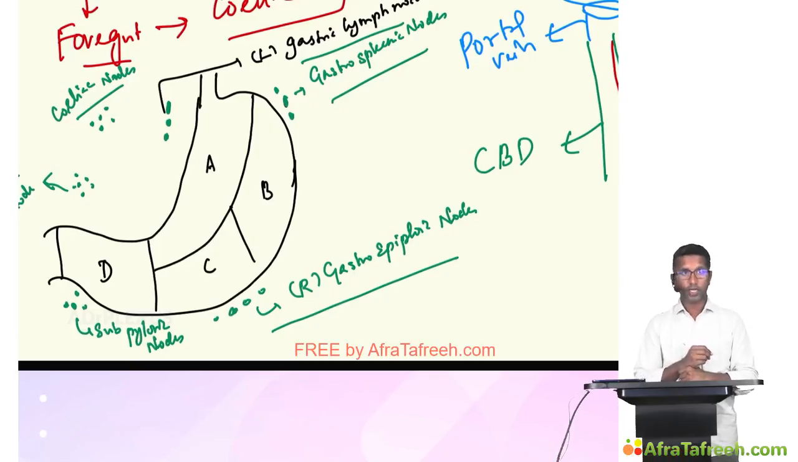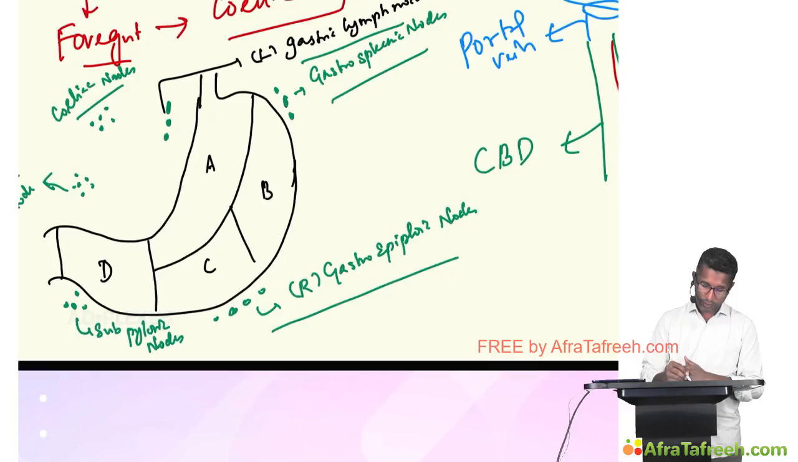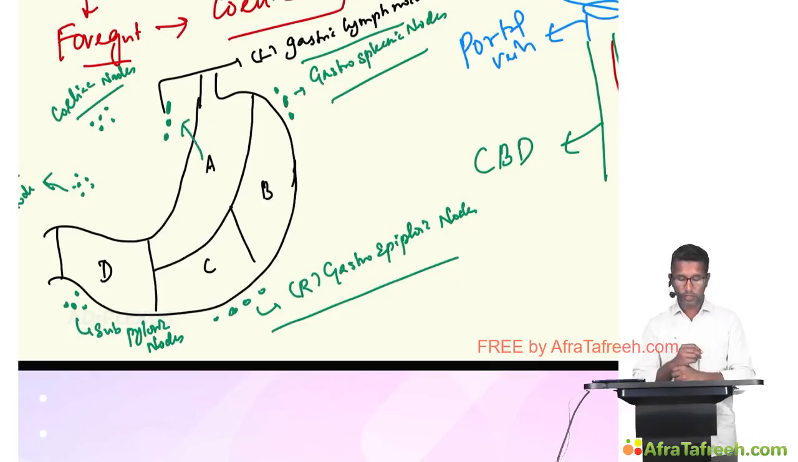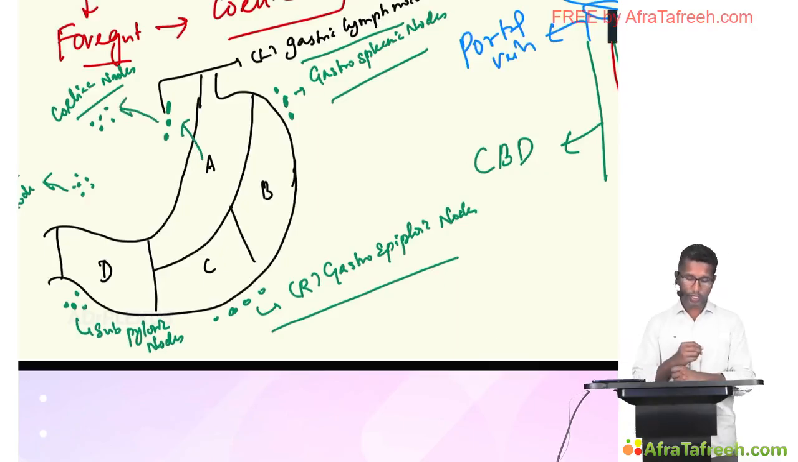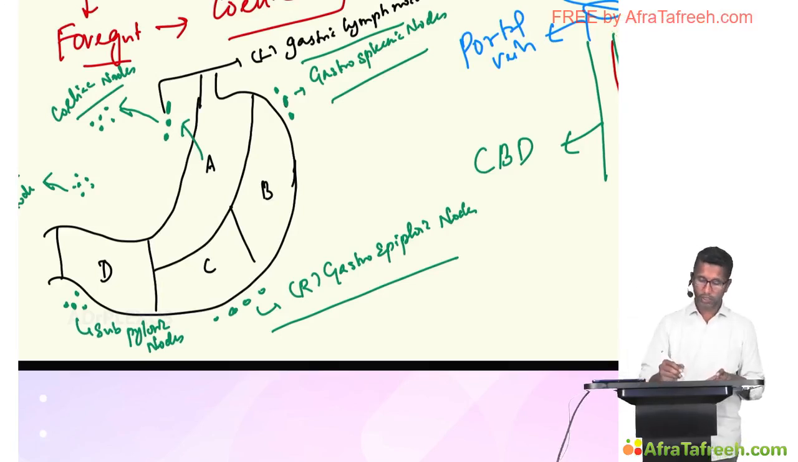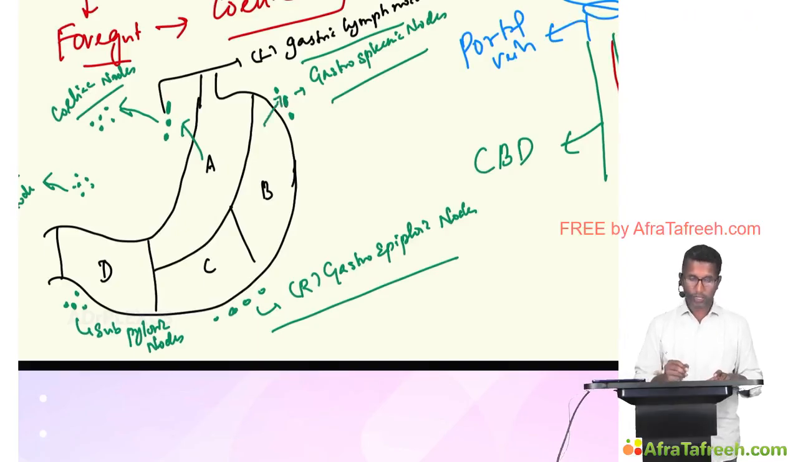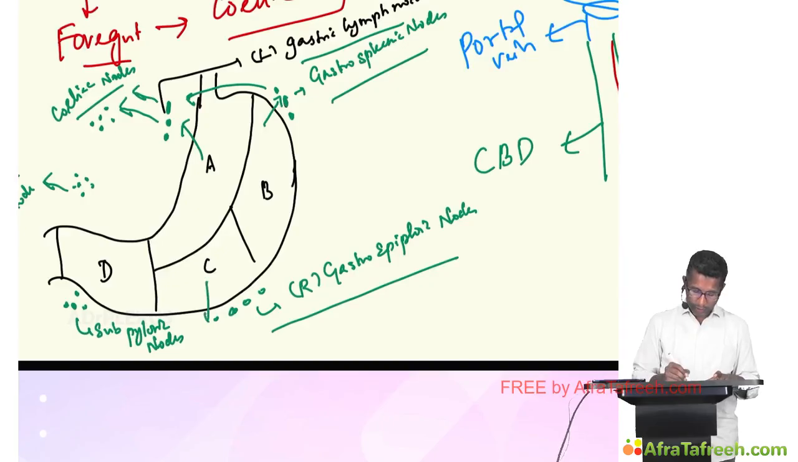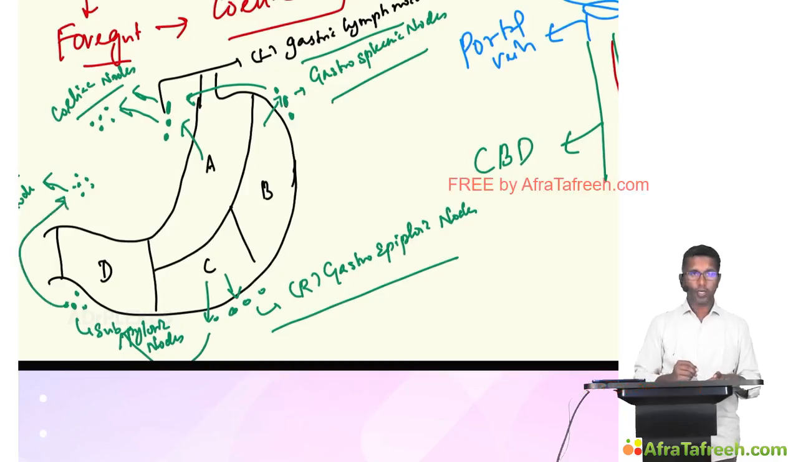Now, what happens to the drainage of these? Zone A drains into the left gastric nodes, and the left gastric nodes ultimately drain into the celiac nodes. Region B drains into the gastrosplenic nodes, then into the left gastric node, and finally into the celiac node. Portion C drains into the gastrosplenic nodes, which drain into the subpyloric nodes, then the hepatic nodes, and the hepatic nodes drain into the celiac nodes.